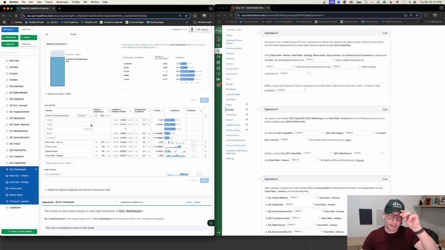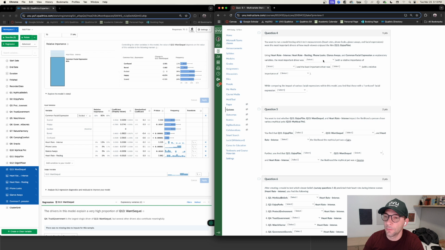Okay, that's the idea here. So in this case, you're going to select the most important driver. And I have this set up so by default, I think excited is going to be the one that comes up by default. So make sure that's the case for you. These answers are going to be based off of excited. So relative importance of, I'm going to list that here. I don't see an 80 because I have a different outcome than you.